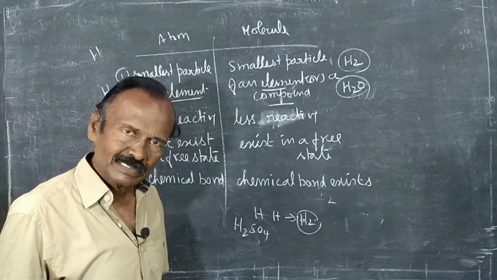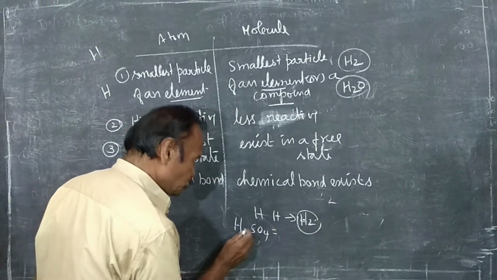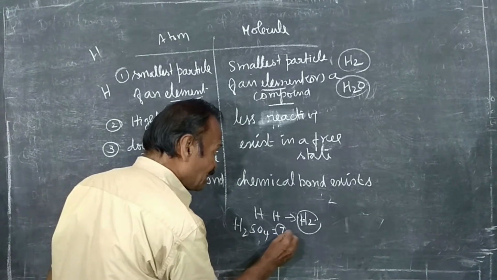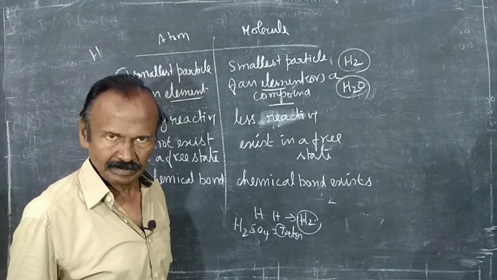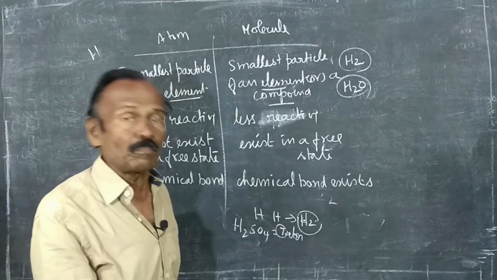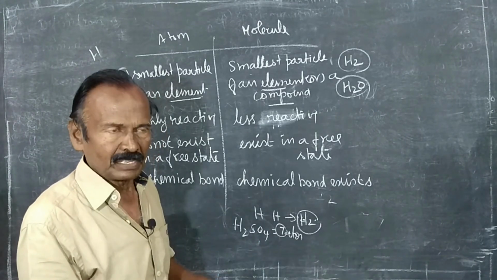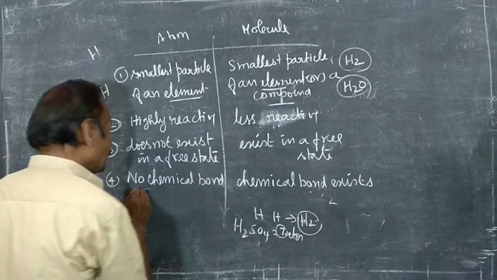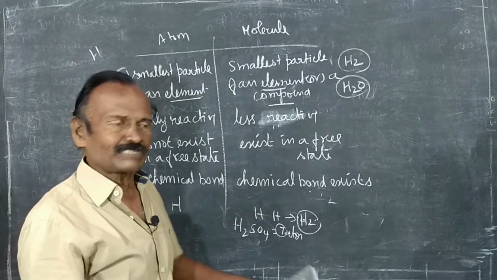No damage comes. So likewise, there are 7 atoms: 2 hydrogen, 1 sulfur, 4 oxygen. These 7 atoms combine and form sulfuric acid. To hold them together, there must be a chemical bond or a chemical force between them. So a chemical bond exists in a molecule. Hydrogen is an atom. There is no need of tying together.